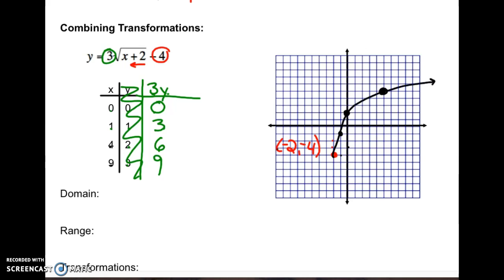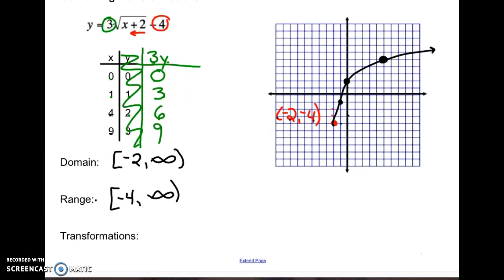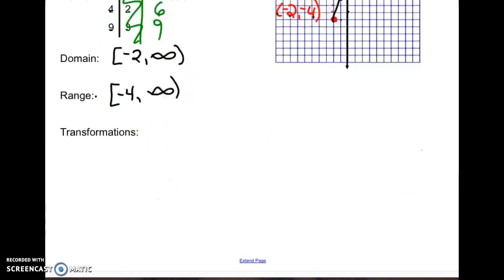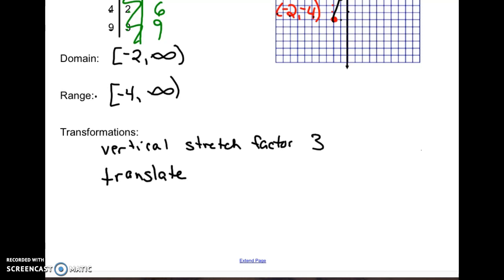We've listed our vertex on our picture. So our domain is about x. So it's -2 to infinity. Our range is about the y. Yeah, it's all about the y. And our transformation here is a little bit more involved. We did a vertical stretch of factor 3. And we did a translation left 2 and down 4.